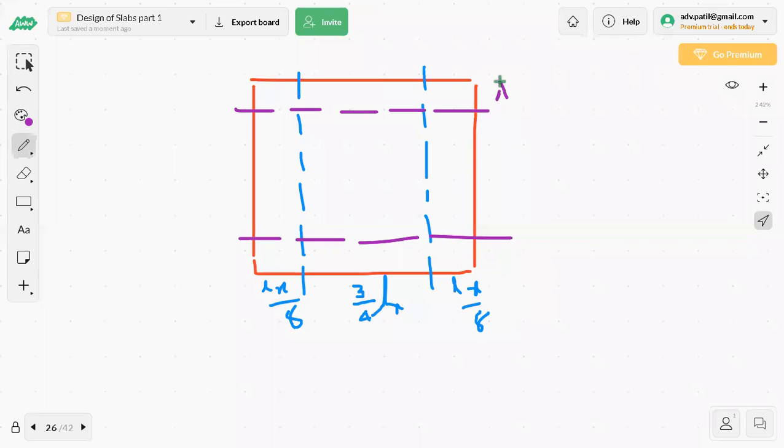Ly by 8. This is Ly. I am just telling you, Ly by 8. This is also Ly by 8. Whatever is left between is 3/4 of Ly. So the dimension of the middle panel, whatever you are seeing right now, is 3/4 of Lx and 3/4 of Ly.